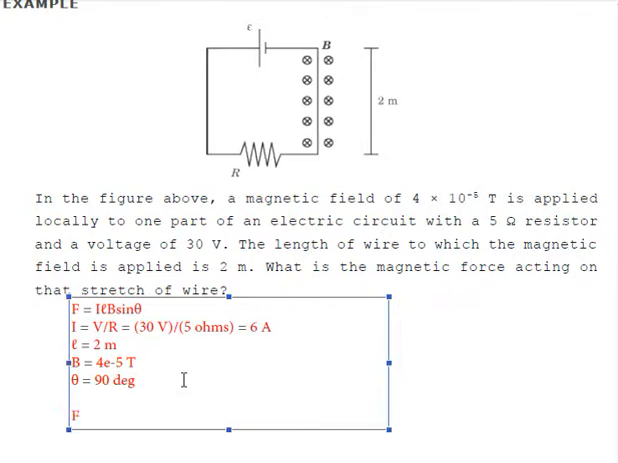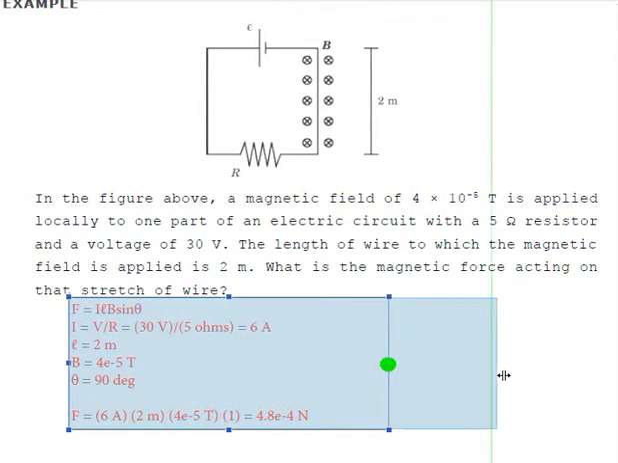So when we go to try to figure out what our force is, we have I times L times B, and then times sine of 90, so just 1. So we plug all that into our math, we have 4.8 times 10 to the minus 4 newtons of force. But since we're not asked only for the magnitude, we also have to figure out the direction. What direction will this wire experience a force in?